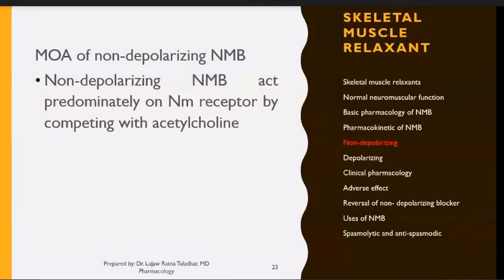So the non-depolarizing ones, they are going to act on the NM receptor and it is going to compete with the acetylcholine. Competition with acetylcholine means if you want to reverse this, you can increase the number of acetylcholine molecules at the same time. Acetylcholine molecule concentration तपाईले बढाइदिनु भयो भने it can displace the non-depolarizing neuromuscular blockers.